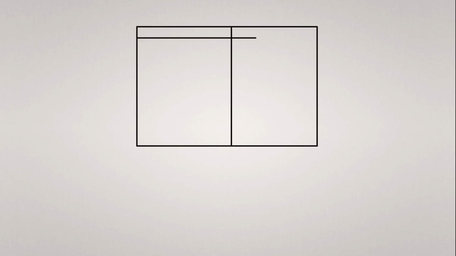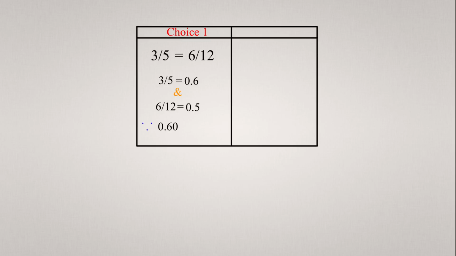They will form a proportion if the ratios are equal. So first put an equal sign between them. Then, you have two choices to check if the ratios are equal. Choice number 1. You can just convert both ratios into decimals, and see if the decimals are equal. 3 per 5 is equal to 6 per 12. 3 per 5 is equal to 0.6, and 6 per 12 is equal to 0.5. Since 0.6 is not equal to 0.5, the ratios are not equal, and therefore they do not form a proportion.